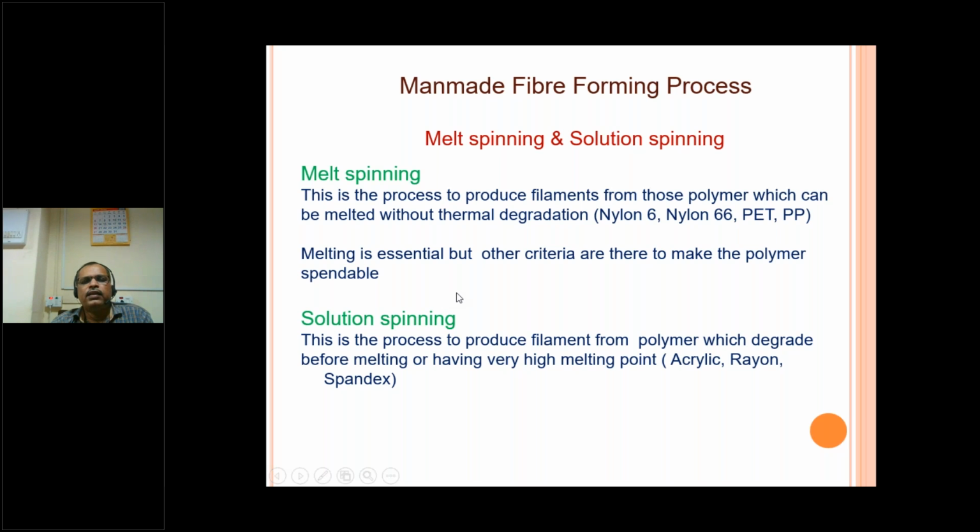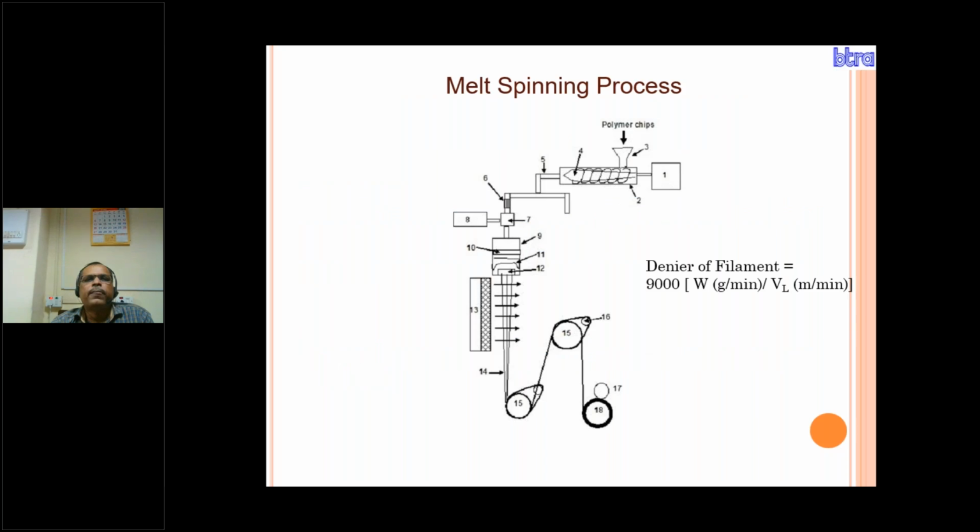Melting is essential, but other criteria are there to make the polymer spinnable. Next is solution spinning. The purpose is to produce filament from polymers which degrade before melting or have a very high melting point. So a polymer which has a high melting point, or otherwise degrades during melting, we can't spin by melt spinning, so we have to go for solution spinning technology.